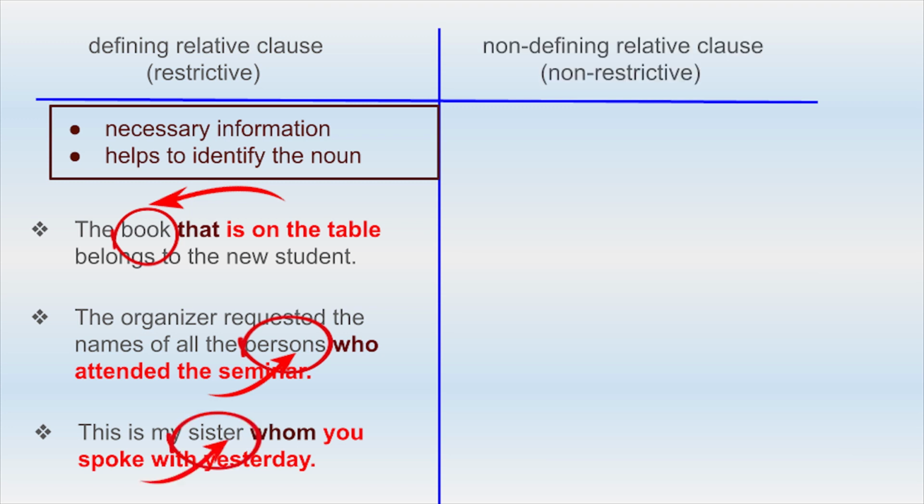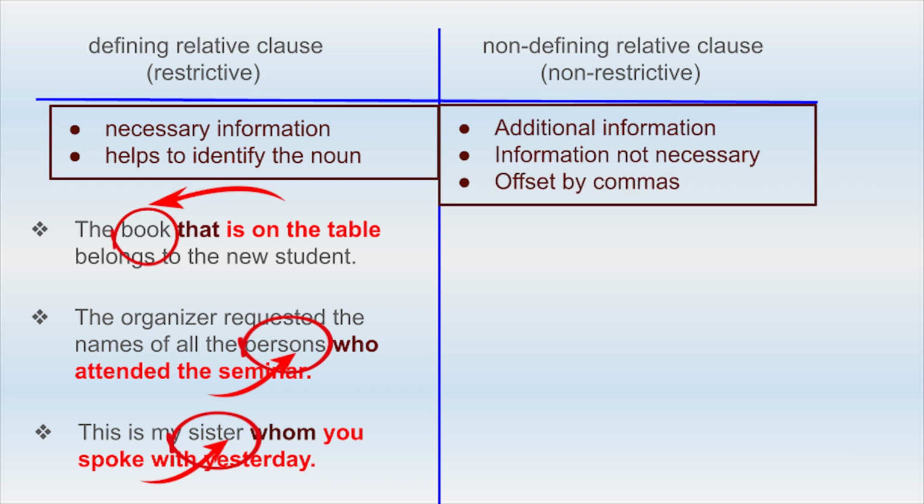Now for the non-defining relative clause, which is also called non-restrictive clause, it gives additional information, but that information can be omitted from the sentence without affecting the meaning of the sentence. It is offset by commas. Let's look at our first example.